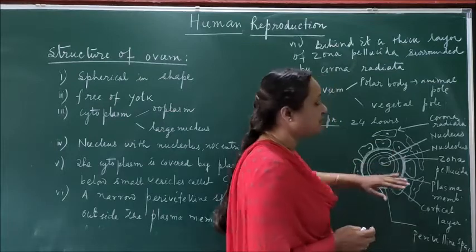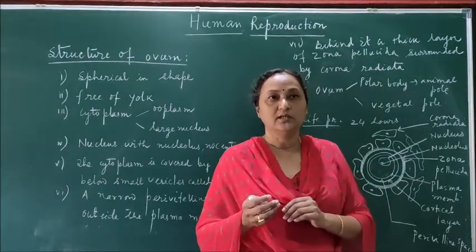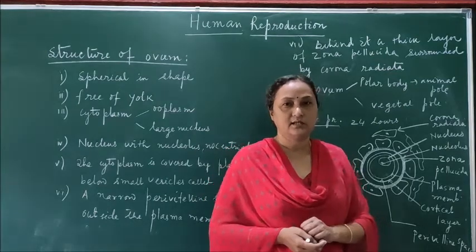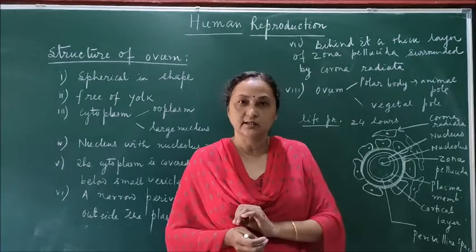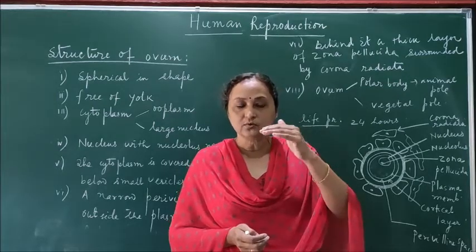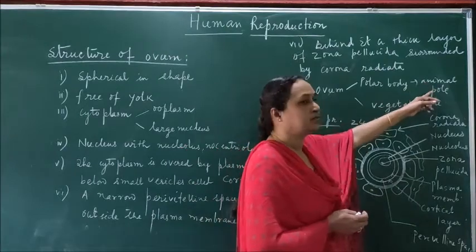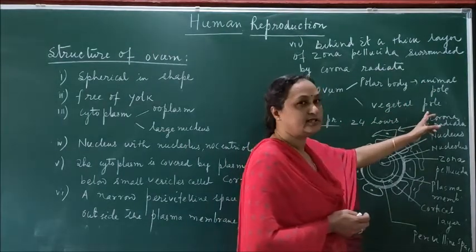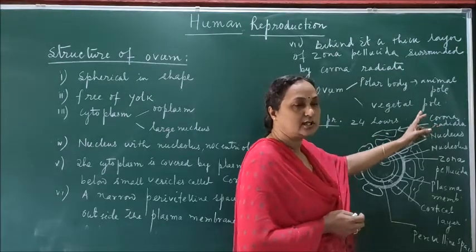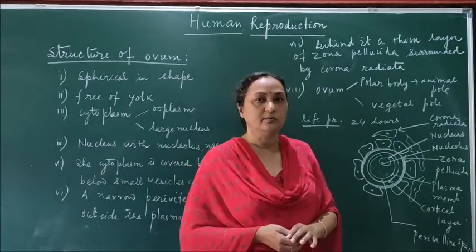When the ovum is released from the ovary, there are two cells. One small cell is called the polar body, and the other is called the secondary oocyte. The direction towards which the polar body is present is called the animal pole, and the opposite side is called the vegetal pole. So these are all the different structures associated with the human ovum.